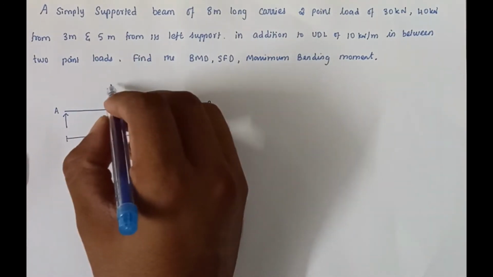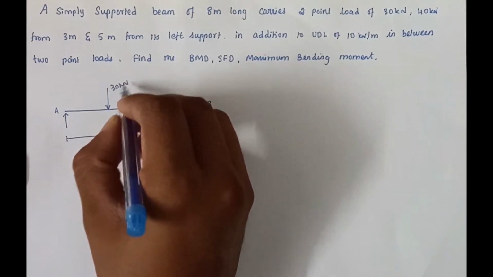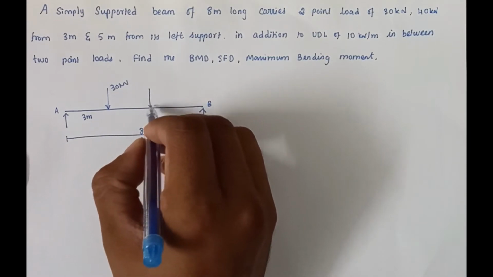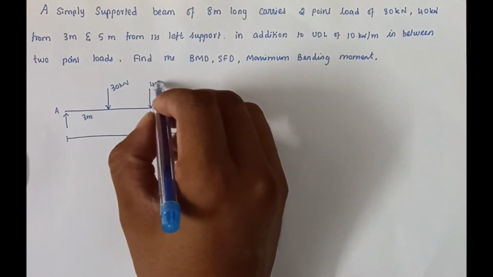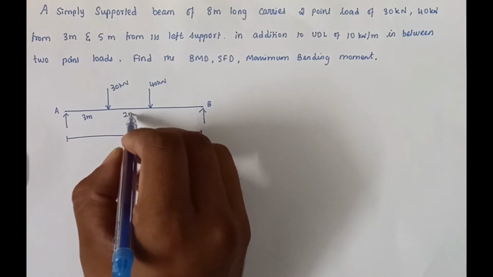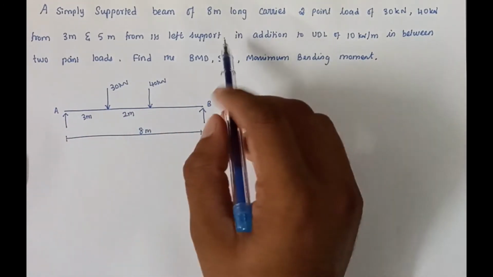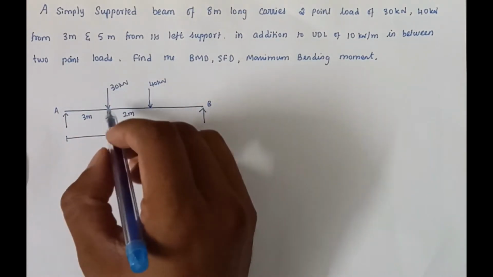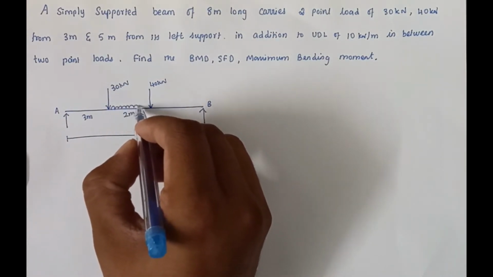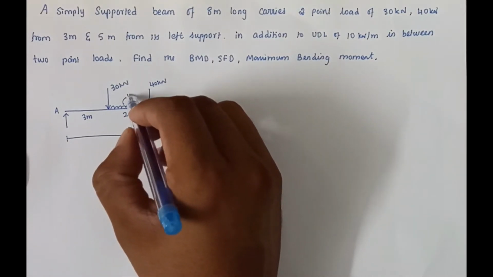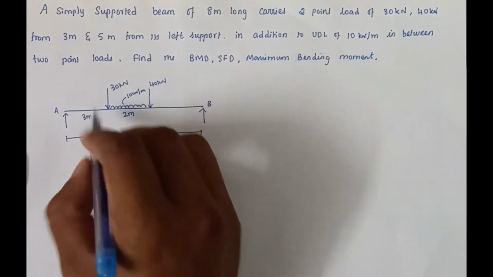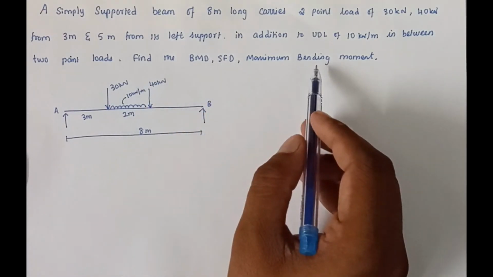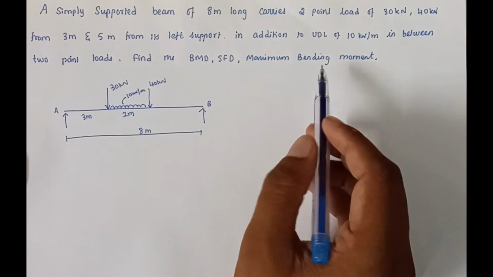So we have one point load of 30 kilonewton at a distance of 3 meter, and at 5 meter we have another point load of 40 kilonewton. So this is 2 meter, so total is 5 meter. Then in addition, there is a UDL, uniformly distributed load, of 10 kilonewton per meter in between the 2 point loads. So find the bending moment and shear force diagram and maximum bending moment.